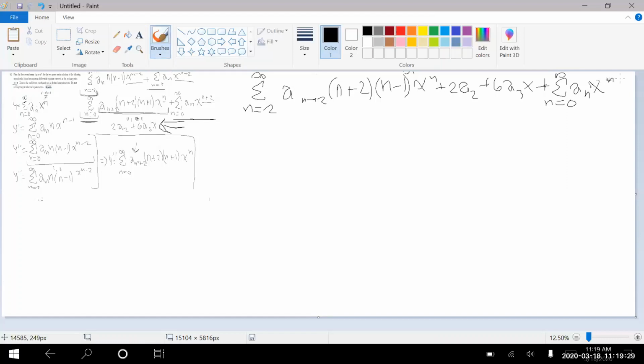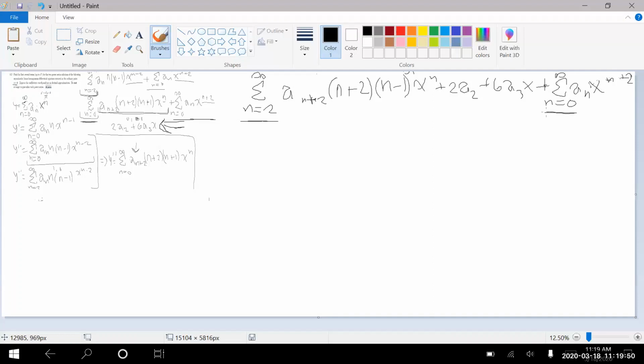x to the n plus 2. Again, so sorry it's messy. Okay, so hopefully maybe now you are seeing what I'm about to do. So we have this at n equals 2, and we have this at n equals 0.